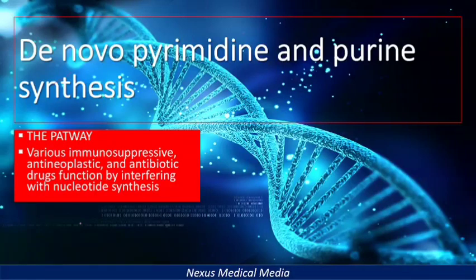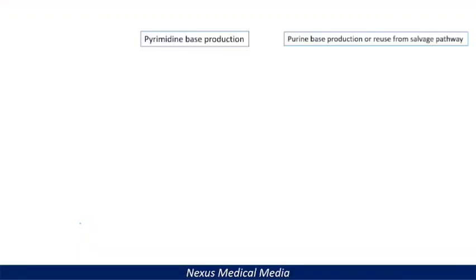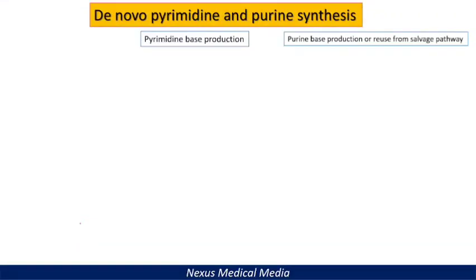In this video, we'll be talking about de novo pyrimidine and purine synthesis. First we're going to write down the pathway, what happens, and then next we'll cover different drugs, immunosuppressive, antineoplastic, and antibiotic drugs that interfere with the nucleotide synthesis. Right, so let's begin. We're going to start our journey talking about the pyrimidine base production.